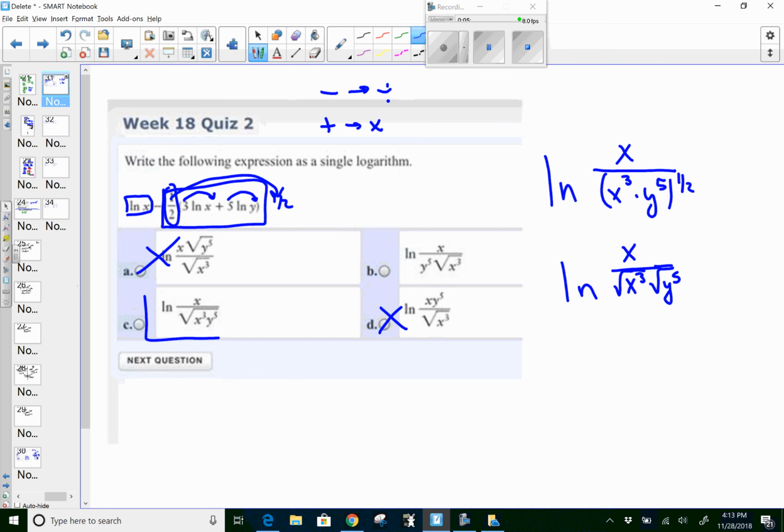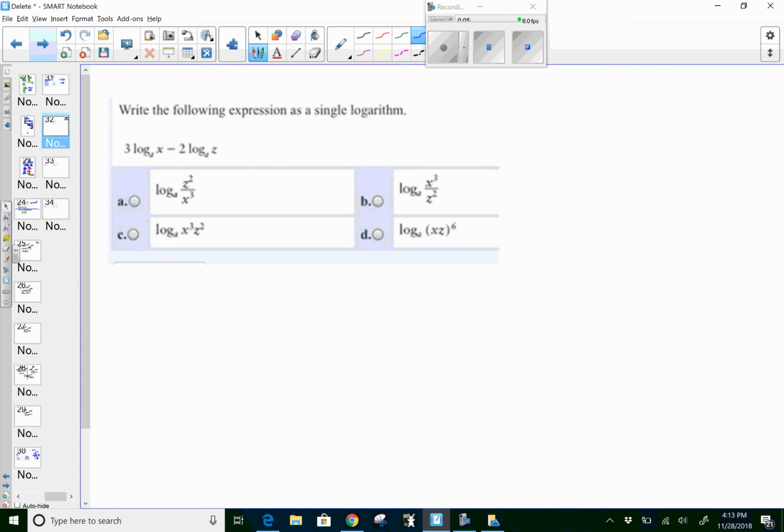And so this right here is going to be our answer. This one is not correct because it doesn't have this in square root. So that's out. Okay.